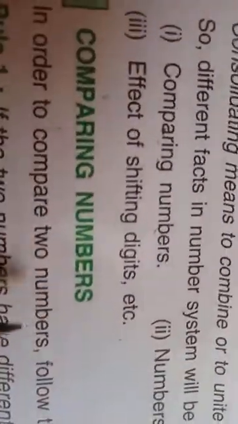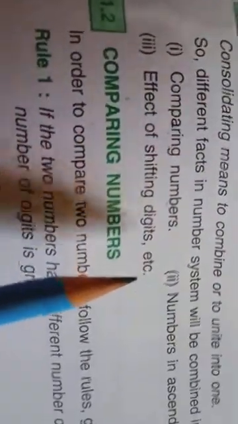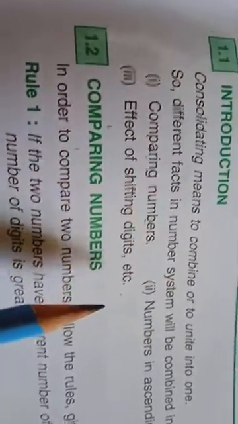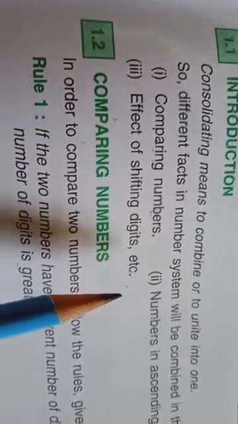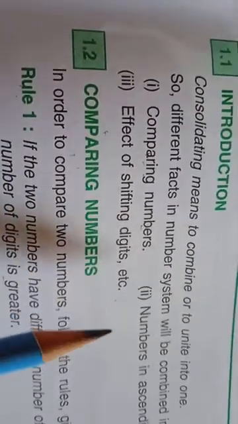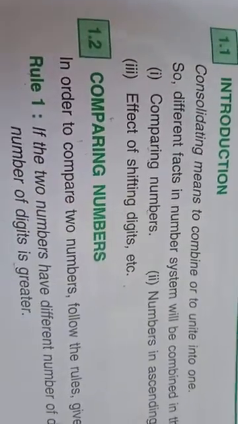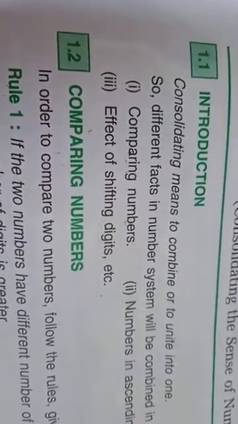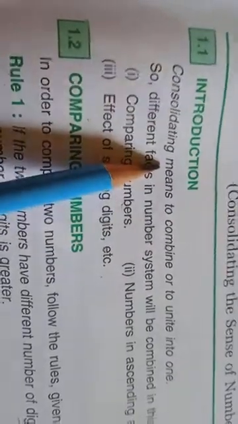Effect of shifting digits means if 2-3 digits or 4-5 digits are given, you have to rearrange them in such a way that they form some meaningful numbers. For example, the greatest number possible with the given 4 digits, or the smallest number possible with the given 4 digits. All these things we will be combining together. This combining is known as consolidating.